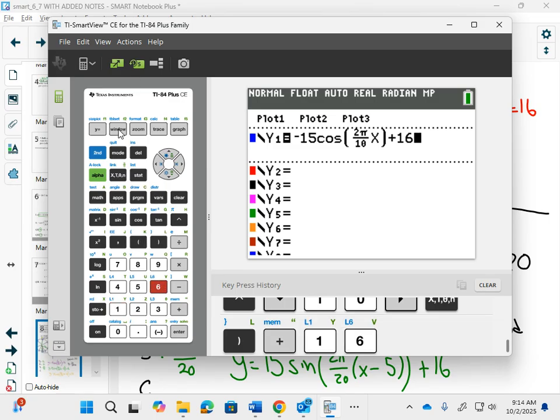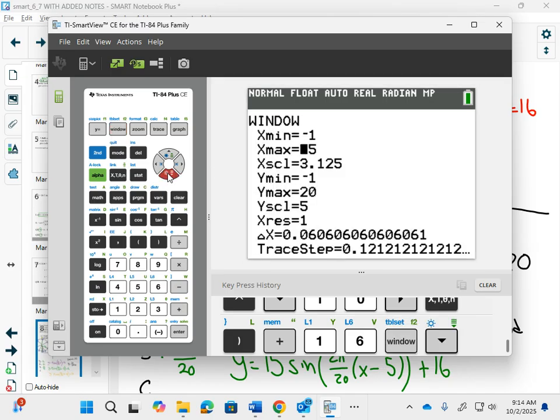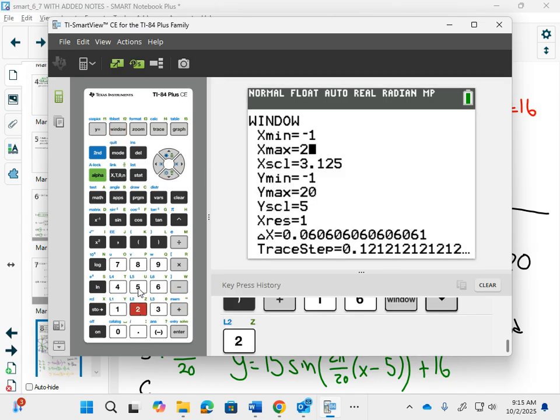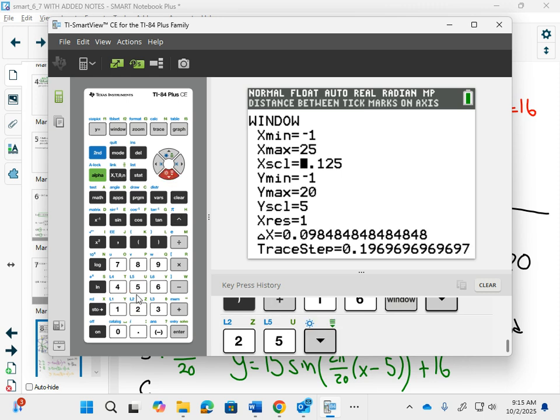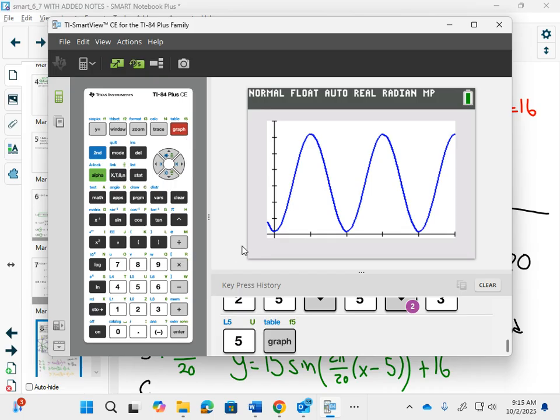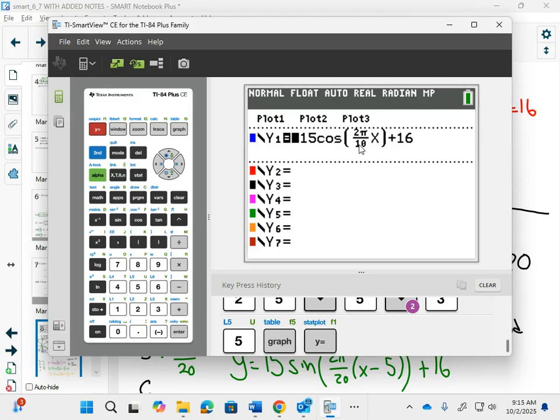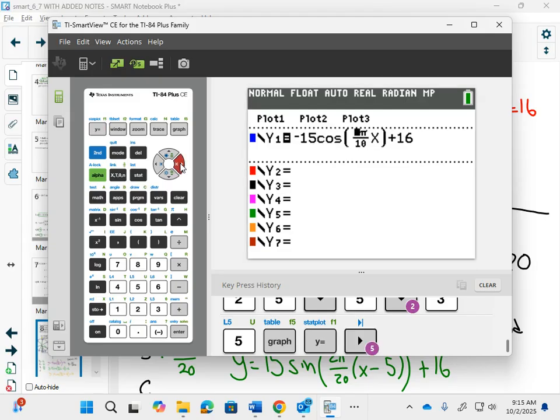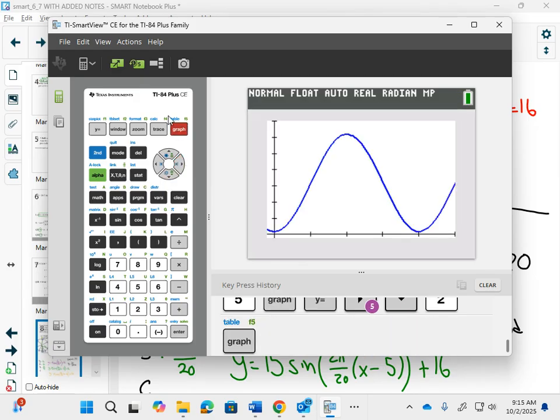And I'm going to go to my window, and since it took 20 seconds to go around, I'm going to go past 20. Maybe I'll go up to 25. My scale for x's, I'm going to go by 5s. My maximum was at 31, so maybe I'll go up to 35. I want to hit graph. How far did I go up? Oh, I made a typo here. It doesn't look like what I wanted. 2 pi over 20. There we go. Very similar to the graph that we just had.